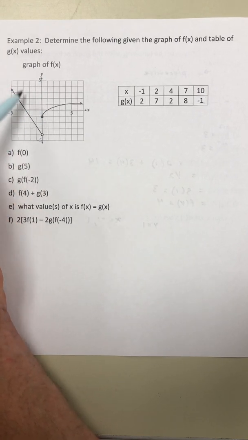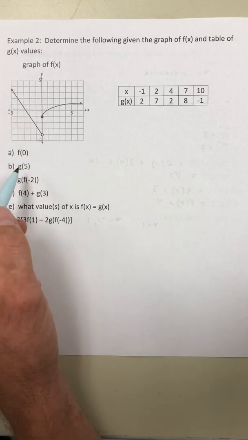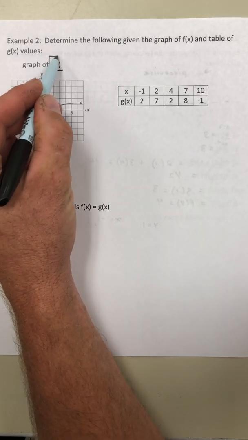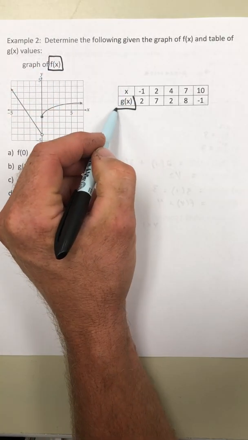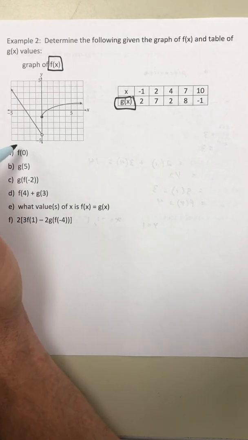Again, here's our graph of f of x, and it doesn't have to be labeled as f of x. It could be h of x, j of x, whatever. Just make sure that you're noticing what function we're working with. You may want to put a box around it or circle it or do something so your eyes go to the f of x or the g of x.